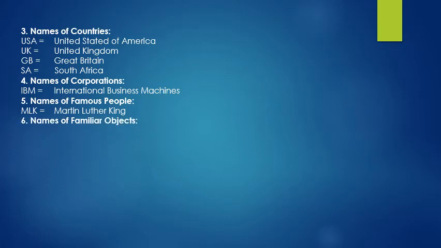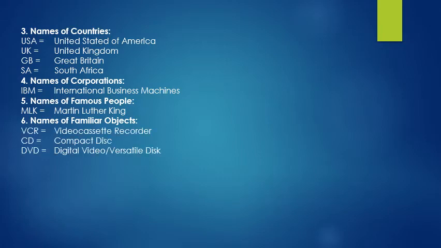Names of familiar objects. Okay, so some of you know most of it. VCR, most of your parents will know this, but it is a video cassette recorder. CD, some of you know it, is a compact disc, and then DVD, I think you know it, is a digital video disc.